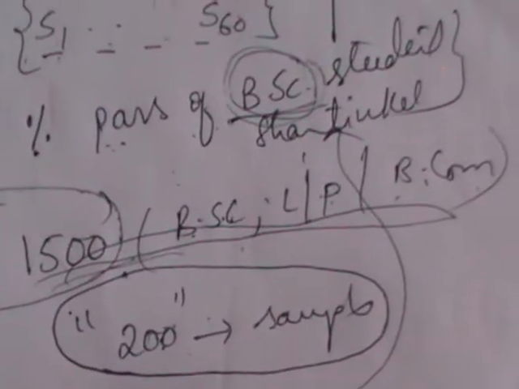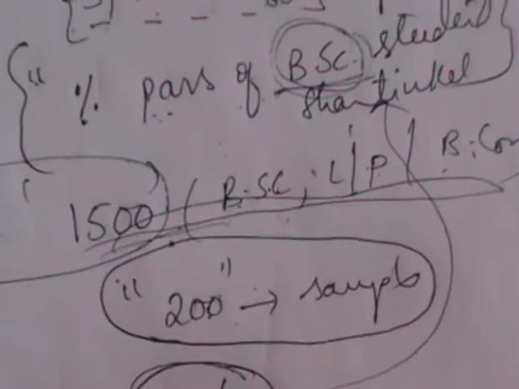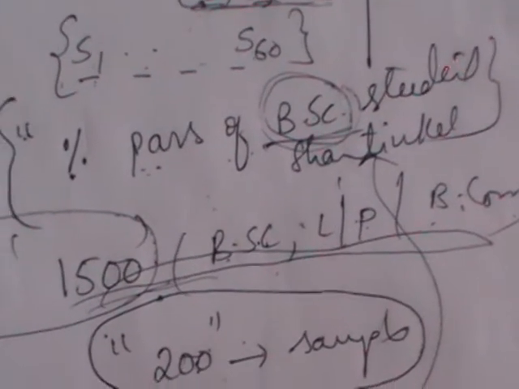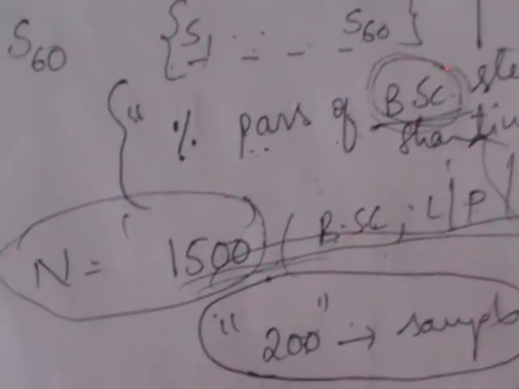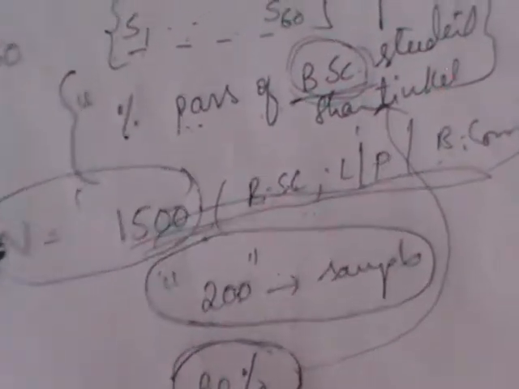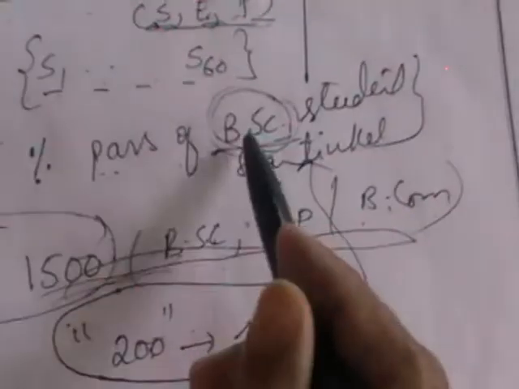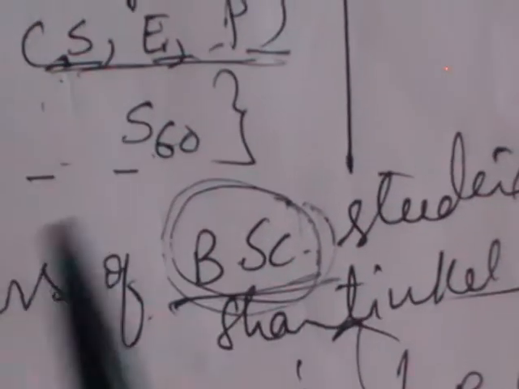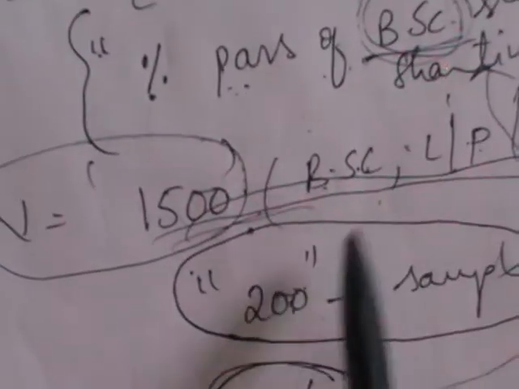Got it, girls? Whenever we are doing a particular survey, you should try to identify whether the population defined is heterogeneous or homogeneous with respect to the study. As I want to know only the pass percentage of BSc students, I cannot consider the entire population of the college, which becomes heterogeneous for this study.